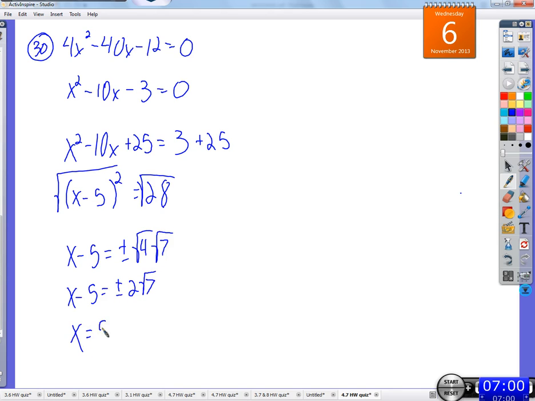X equals 5 plus or minus 2 root 7. Kind of jumped the gun on that one, but I just added 5 to both sides. It's a beautiful, beautiful process that we all work together to do.